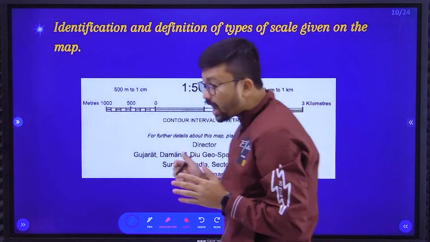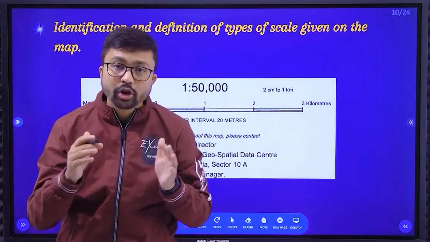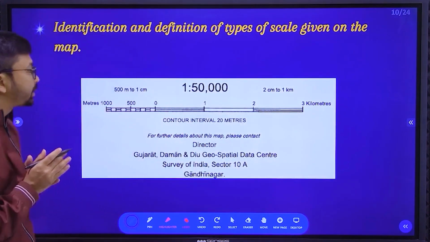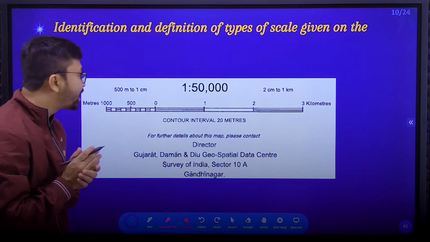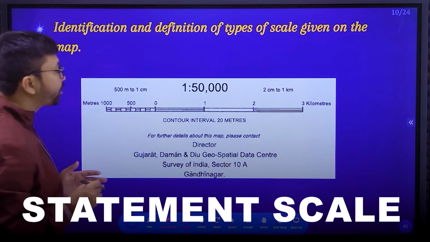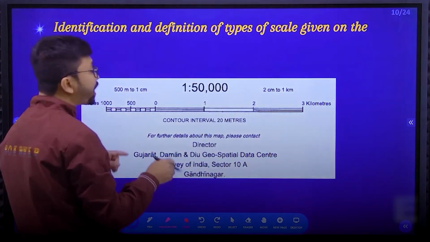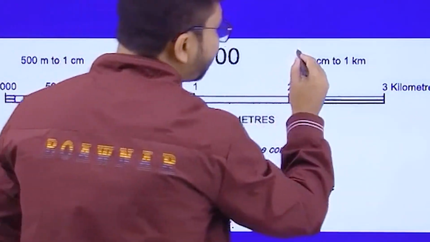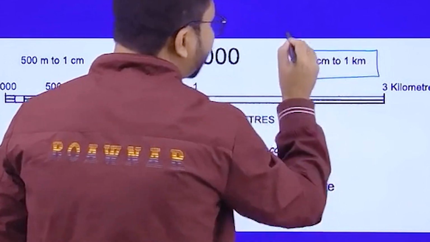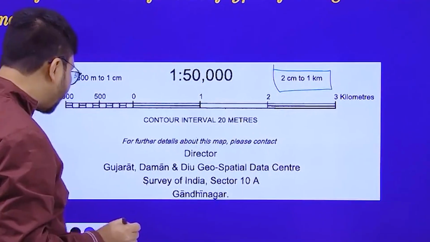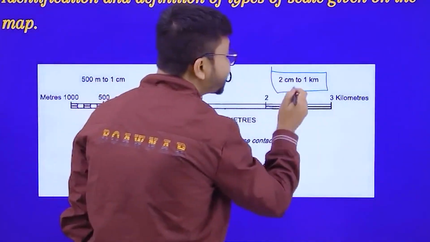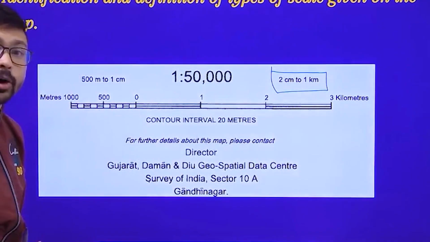The scale on the topographical map will be given in three different ways, and those are the three types of scale. What are those? First one is the statement scale. Here you can see, on the topographical map you will get this part also. Focus on the 2 centimeter to 1 kilometer. It is written 2 centimeter to 1 kilometer. That is the statement scale, because it is in the form of a statement.